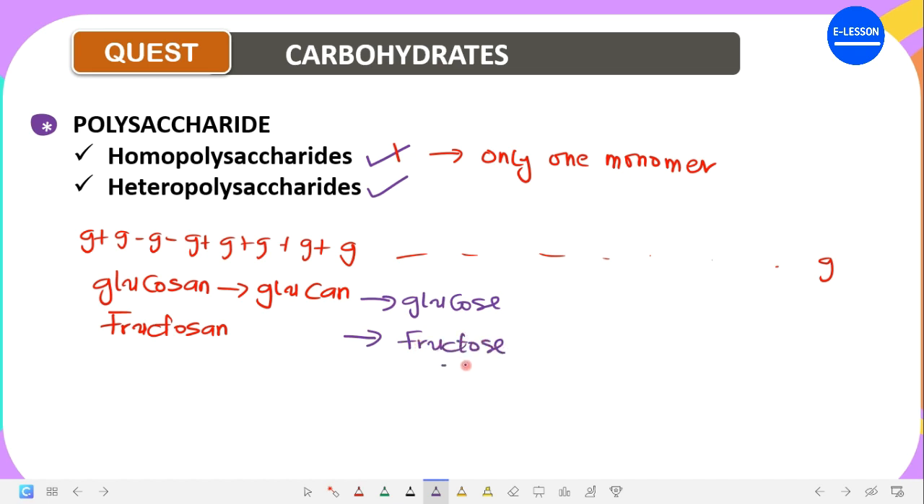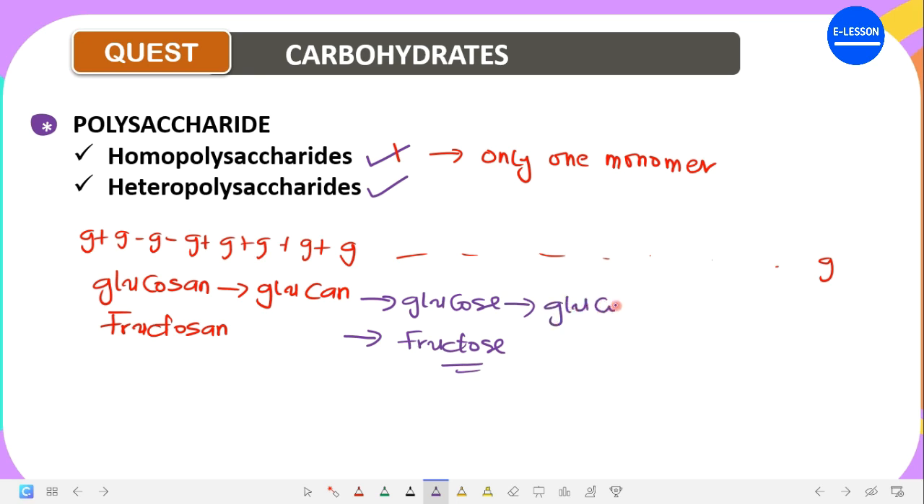Are you getting it now? So all polysaccharides that contain only fructose are called fructosan. For instance, inulin. Inulin is a fructosan. Okay? It contains only fructose. Now we are going to look at them one after the other. Glucose, starch is a glucosan or glucan.